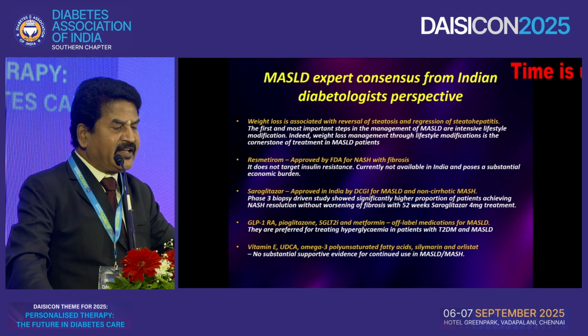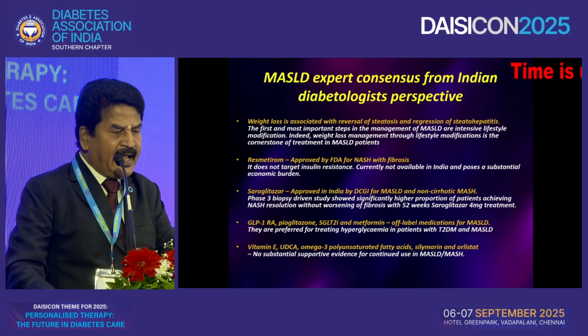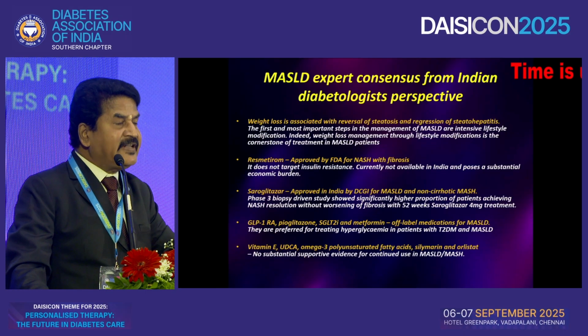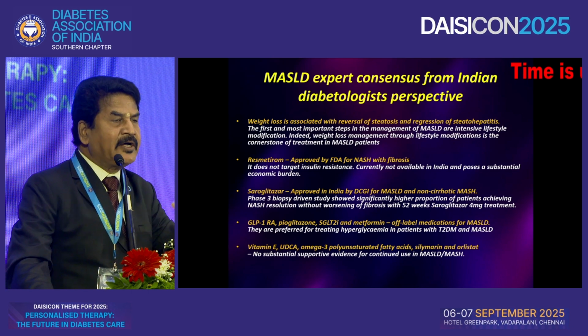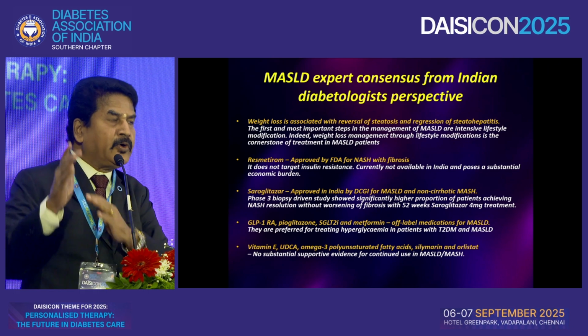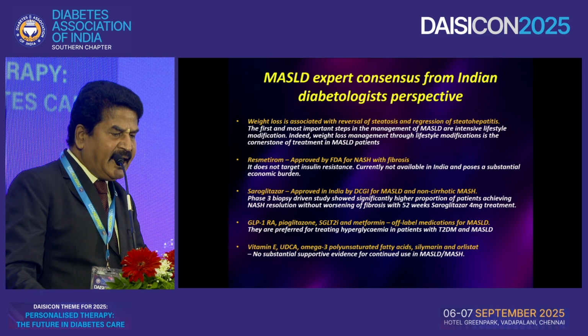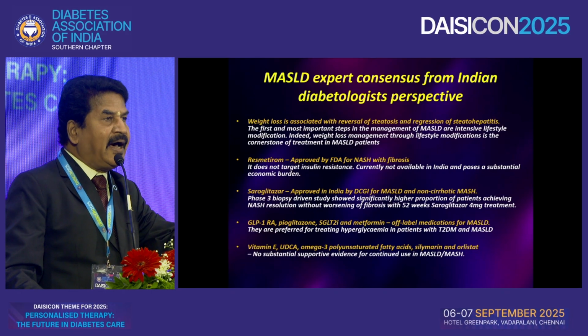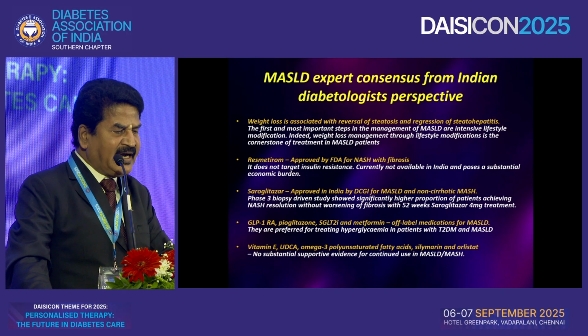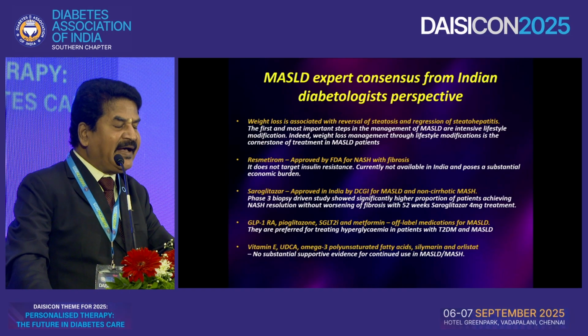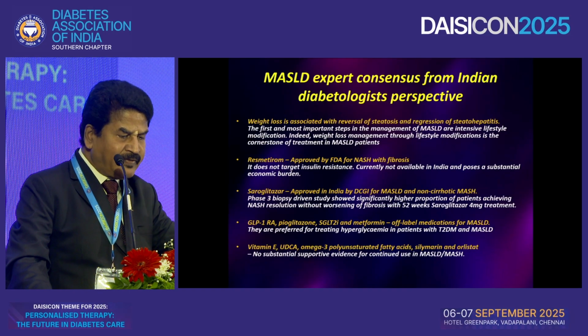Number 2, resmetirom, approved by the FDA for NASH with fibrosis, but it is not available in India and also costly. What about saroglitazar? It is approved in India by DCGI for MASLD and non-cirrhotic MASH. This biopsy-driven trial shows that there is a NASH resolution at the end of 52 weeks.